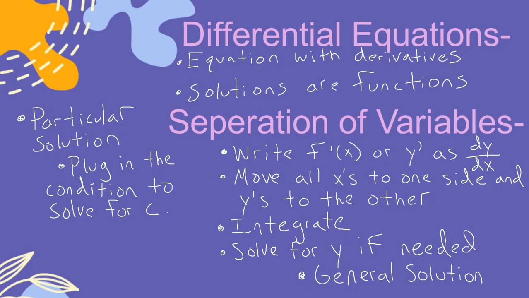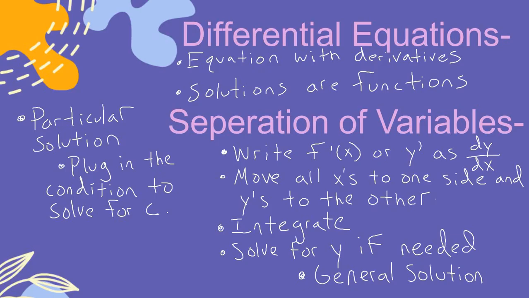So we are integrating, and it's going to be an indefinite integral, so we are going to have constants. That's why if it's a general solution, those constants will still be there. If we were finding a particular solution, they will have given us a condition, and we will solve for that C instead.